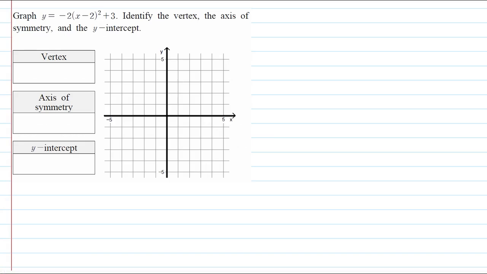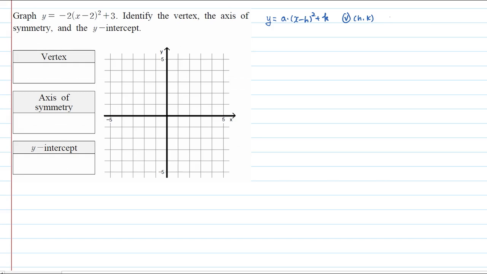Graph y equals -2 times (x minus 2) squared plus 3. So this is a typical vertex form parabola. So negative, that's a, times (x minus h) squared plus k. Vertex will be h comma k.